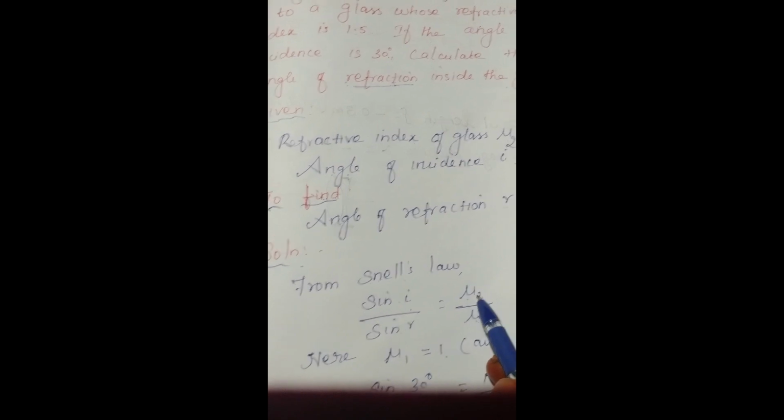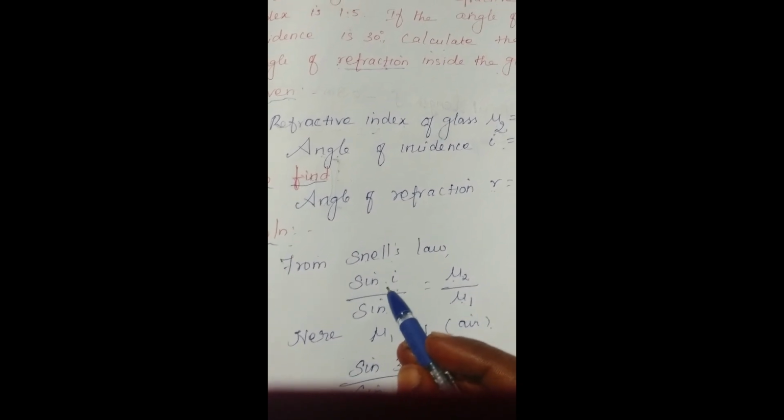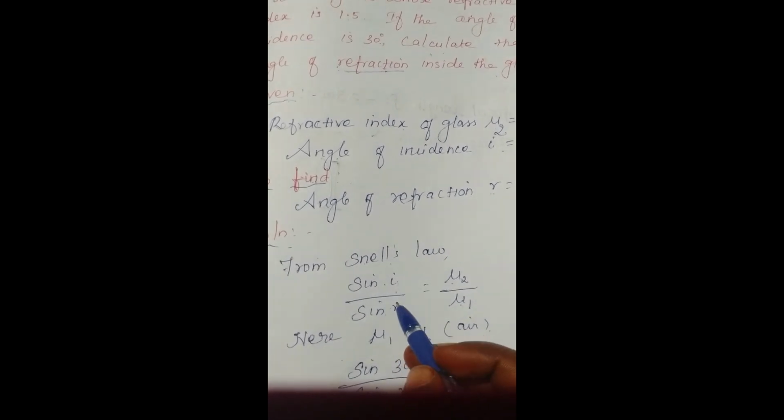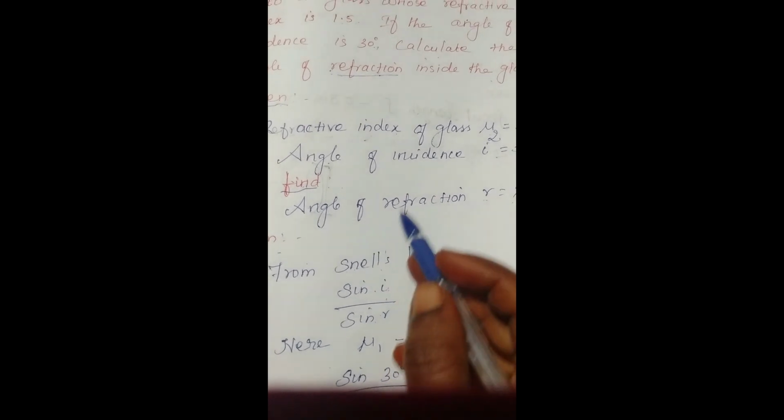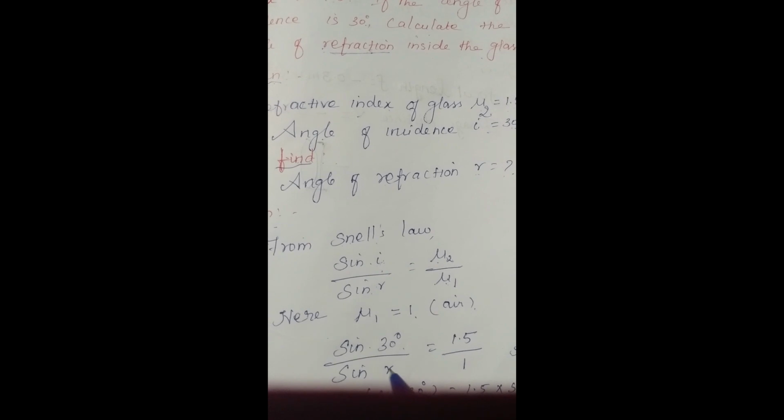Okay, so what's the value of mu 1? Refractive index of this air, that is equal to 1. Okay, and mu 2 value already you know, that is 1.5 here they given, and we have to substitute here sin i by sin r. Sin i means what do you have to substitute? Sin i, angle of incidence, that is 30 degree. So in the place of sin i, here you have to substitute sin 30 degree divided by sin r. That value we are going to find is equal to mu 2, refractive index of glass 1.5 divided by mu 1, refractive index of air, that is 1.